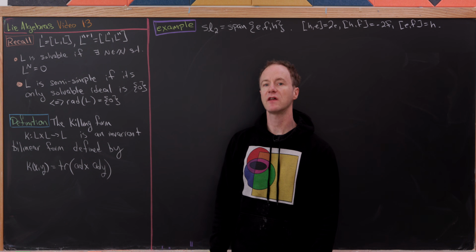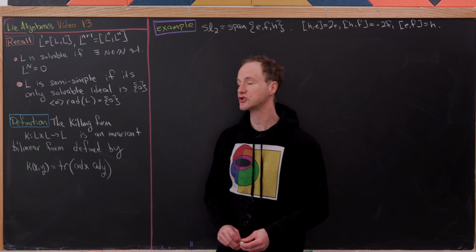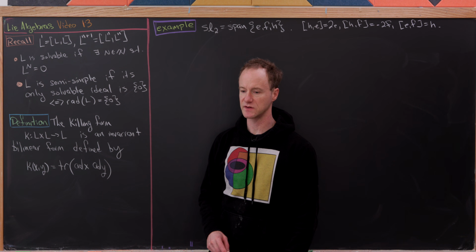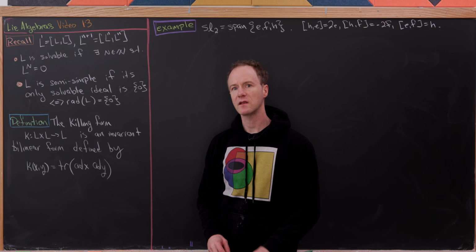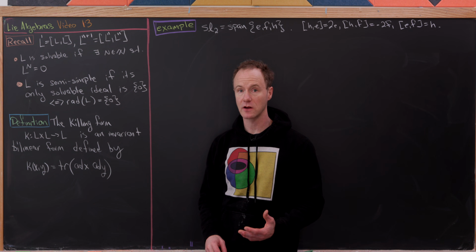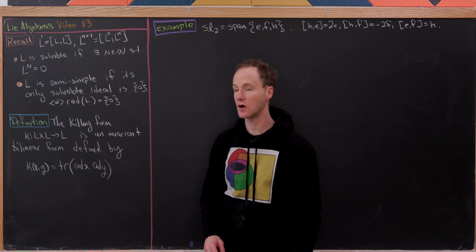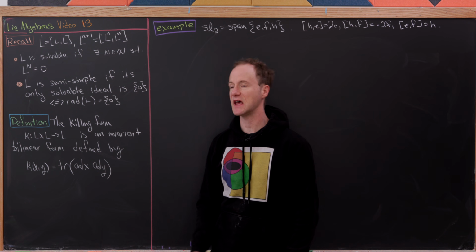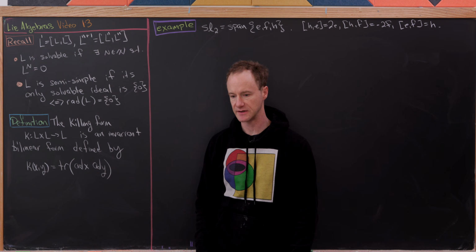And then we have another definition which says L is semisimple if its only solvable ideal is the trivial ideal, in other words, the ideal containing only the zero vector. But let's also recall that the radical of a Lie algebra is the largest solvable ideal. So this is equivalent to saying that the radical of L is equal to the trivial ideal.